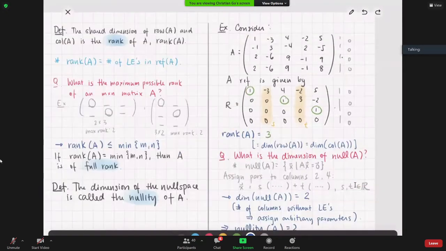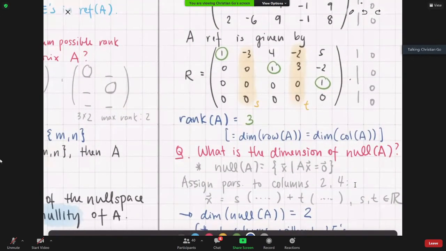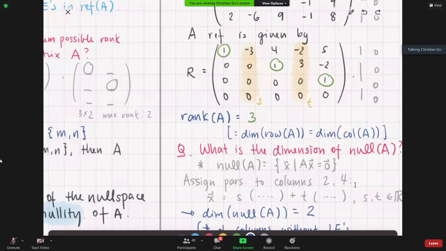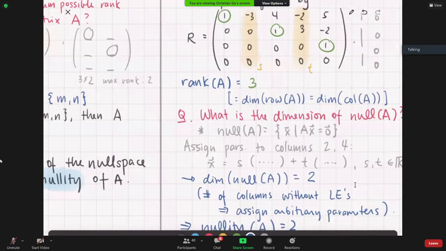Right. So what you mean is, because S and T form the rest of the vectors, they form the rest of the solutions. So yes, right. All of the solutions are just combinations of S times something plus T times something. So those 2 somethings will form all of my solutions. Okay. So those 2 somethings form a basis for my solution set. Dimension is 2. Understood. Thank you.